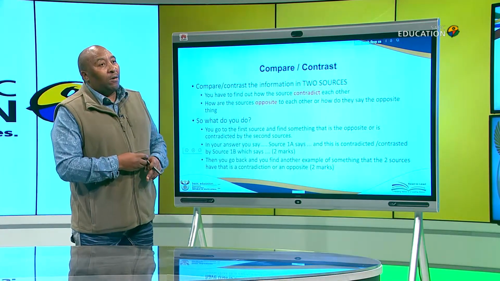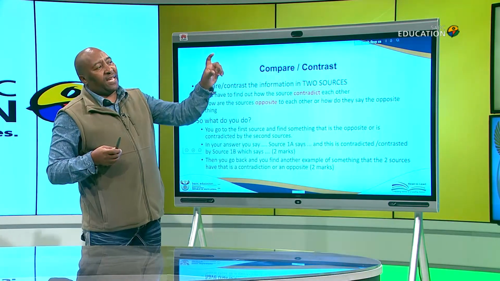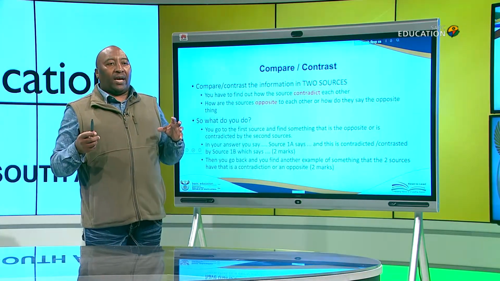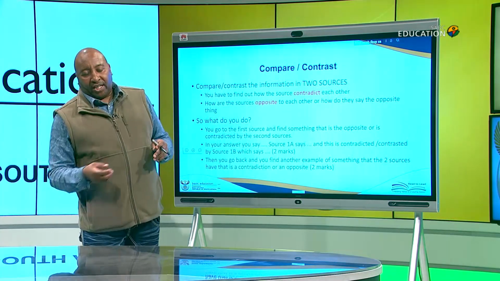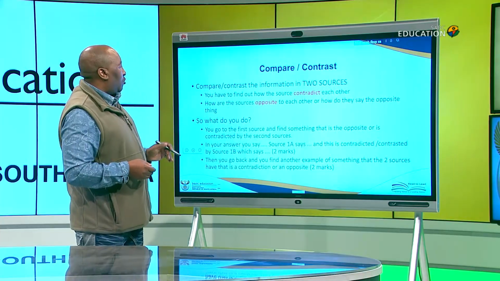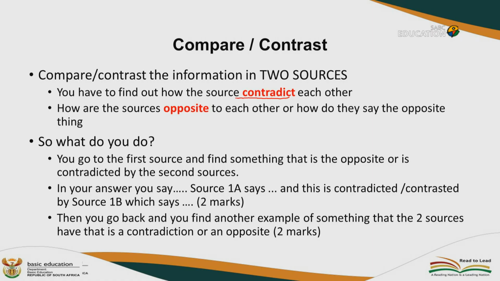Right. Now, remember I talked about 2 forms of comparison. We compare things that are the same and we compare things that are different. Now, here we are going to be looking at an apple and an orange, not apple to apple. Here, what are you going to do? You have to find out what is the opposite between the 2 sources. How do they contradict one another? How are the 2 sources contradicting or conflicting with each other?